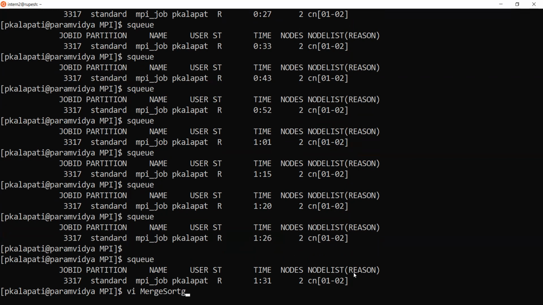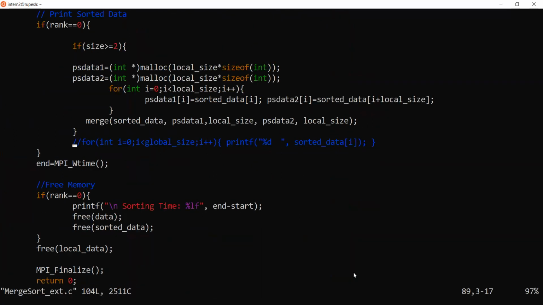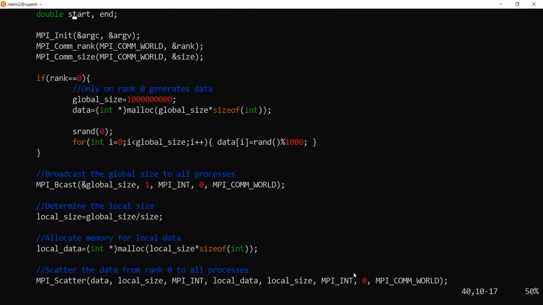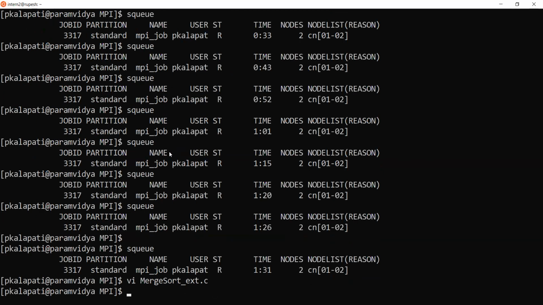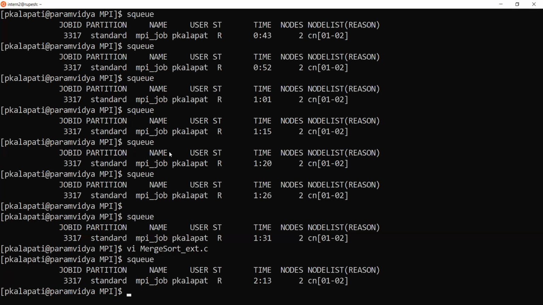Let's sort session.c. How many elements are there here? It's 1 billion, right? It's supposed to terminate, right? Still it is running.